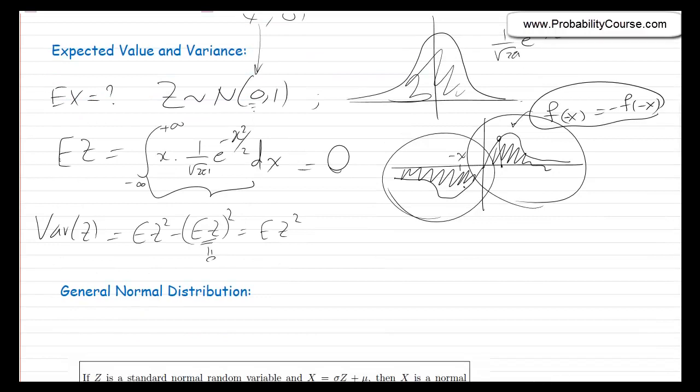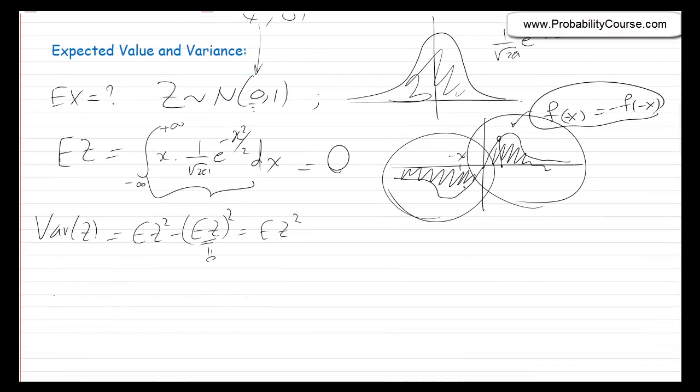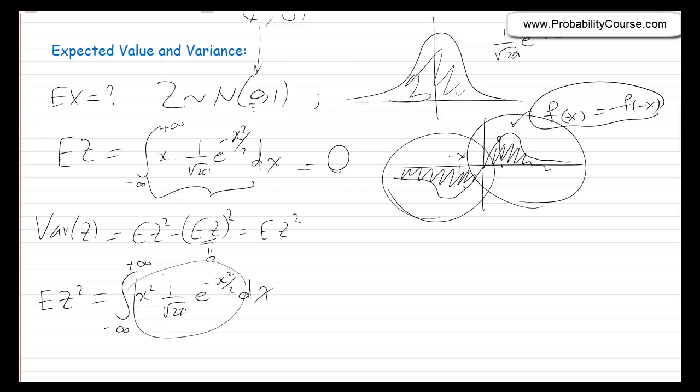To find expected value of Z squared, we can write expected value of Z squared is equal to the integral from minus infinity to plus infinity of x squared times 1 over square root 2 pi e to the minus x squared over 2 dx. Now this is an even function, so we cannot say it's 0. It's not 0, it's positive. And we can find this by using, for example, integration by parts, which is done in the text.